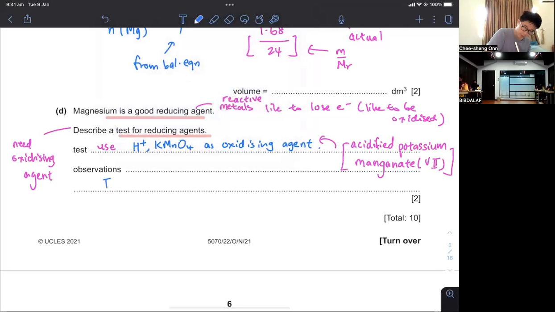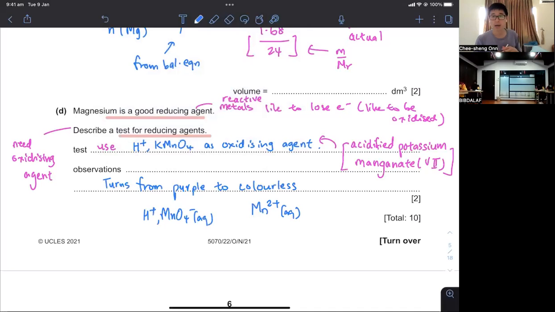Observations: it turns from purple to colorless. So purple is the KMnO4. The colorless, or kind of pale pink, is manganese plus 2, and that is your Mn2+ aqueous. This is your MnO4- aqueous acidified. Okay? And I mean, you must have done this redox titration at least once before. This is a very common redox titration, not only in practical, but also an alternative to practical, and also in theory, as this is a very common oxidizing agent.